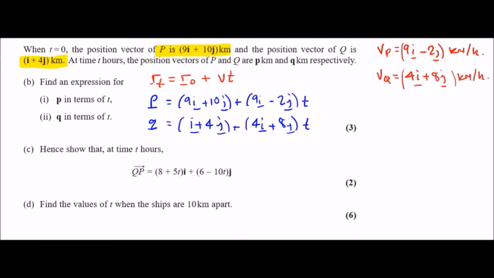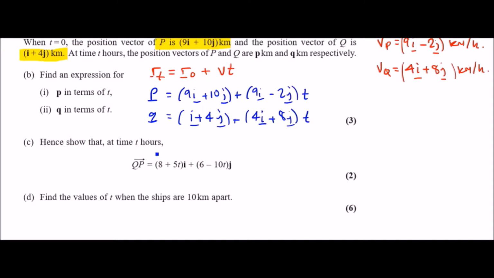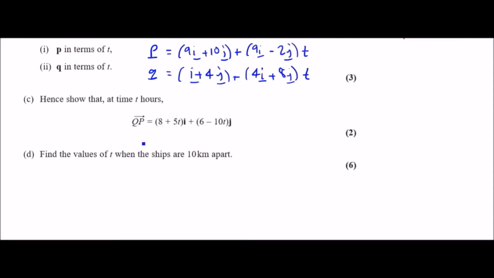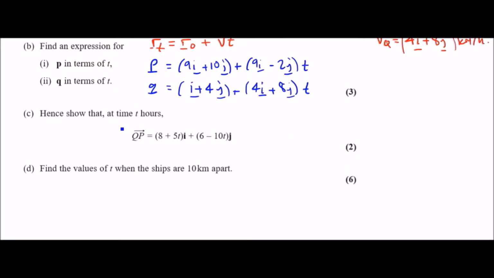There we go, straightforward. Now, part C: hence show that at time t hours, what do we have here? The vector going from Q to P is given by the following. When it says going from Q to P, we literally just have to find the direction from these two vectors. Just think of it like this: you've got the position vector of Q and the position vector of P, and that's where we're going. We're basically going in that direction.